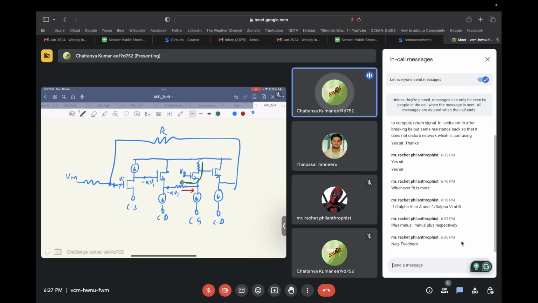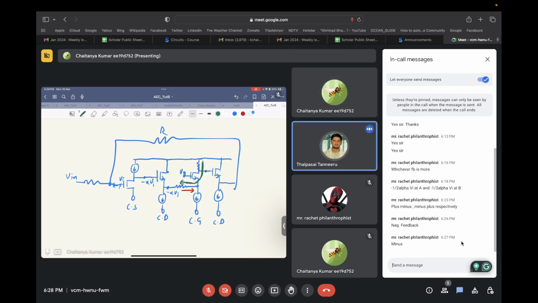If current is being pulled out in this direction, what will be the sign of the incremental voltage over here? It will be minus, sir, because it is going this side. If you take KCL, leaving should be negative. So if this was minus alpha vi, this will be minus alpha beta times vi.